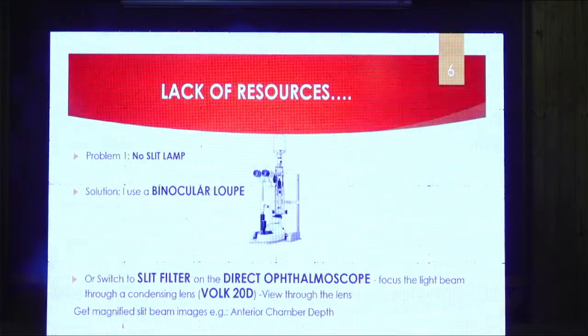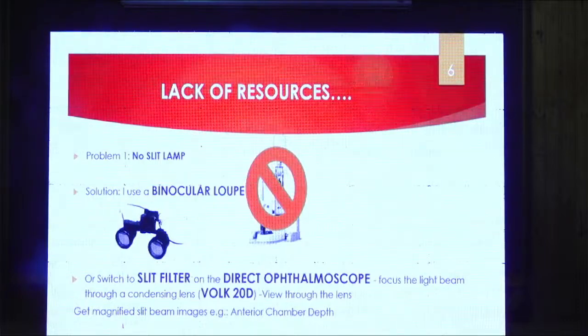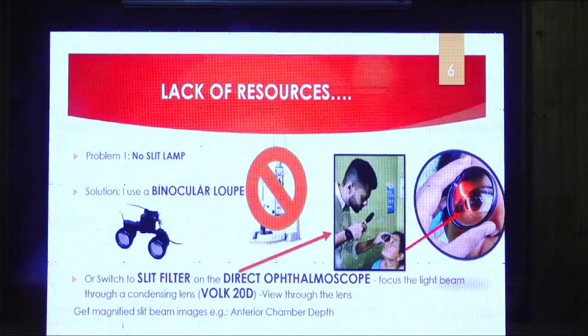We all know that the slit lamp is one of the most important diagnostic tools that we use regularly, but when the slit lamp is not available, we can use other means like a binocular loupe that we have been using. Also, in some cases, if you want slit beam images, we can use a direct ophthalmoscope along with a 20 diopter bulk lens. Using the slit filter in the direct ophthalmoscope, we can get slit beam images, for example, if you want to assess the anterior chamber depth.